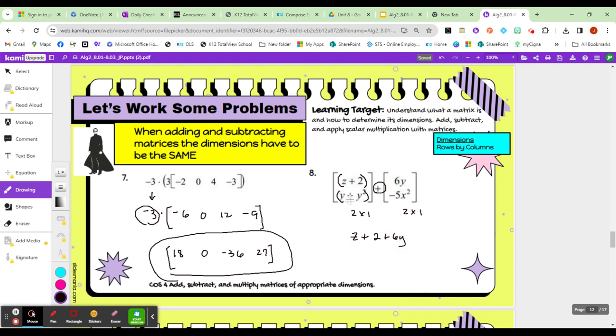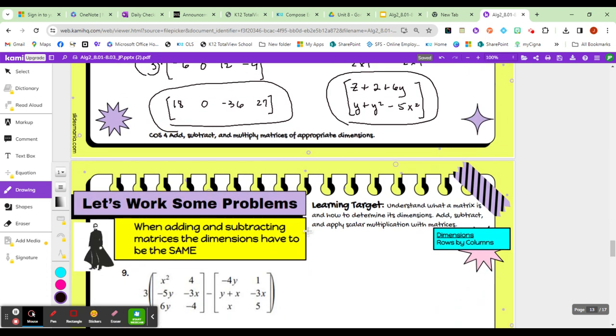And then we'll add y plus y squared with negative 5x squared. And none of those are like terms. So we'll just leave it as y plus y squared minus 5x squared. And then we'll put that back in parentheses. And that's how you leave it. It's kind of ugly, but that's how that one works. So that's probably one of the more difficult ones. I wanted you to see something that had some variables in it.